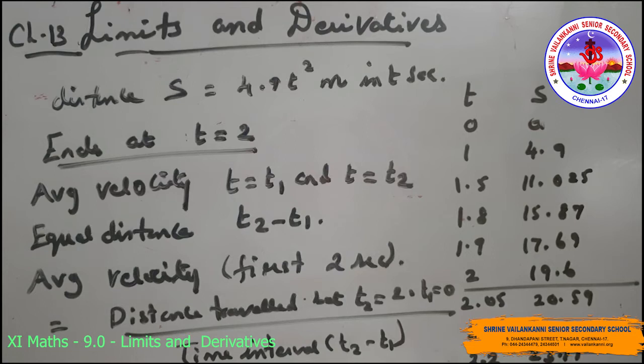The problem is to find the average velocity for various intervals of time ending at t equal to 2 seconds. So for the velocity at t equal to 2 seconds, the average velocity between t equal to t1 and t equal to t2 is the distance traveled between t1 and t2 seconds divided by t2 minus t1. Hence the average velocity in the first 2 seconds is given by the distance traveled between t2 equal to 2 and t1 equal to 0, divided by the time interval t2 minus t1.